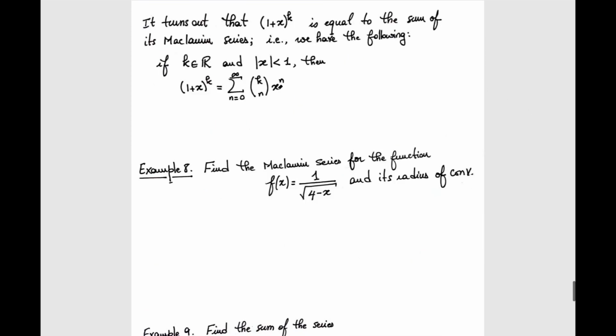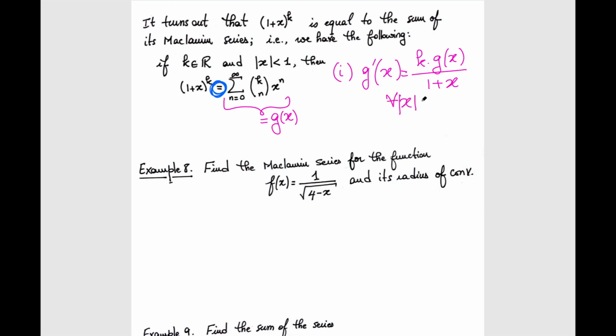Let me show you in this case what would be an easier way to show that this equality is true, which means on one side the function and on the other side the sum of its Maclaurin series or Taylor series centered at 0. A way to do it is, if you call this function g, show by differentiating this series that g prime of x is equal to k times g of x divided by 1 plus x. And this is for all x in absolute value less than 1.